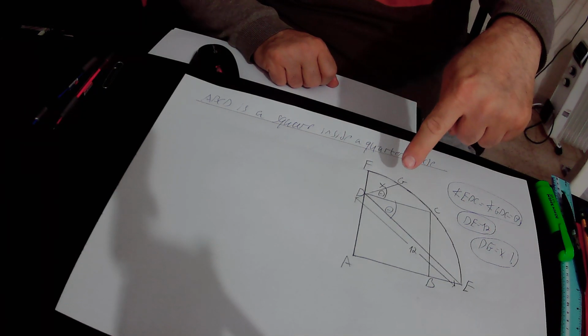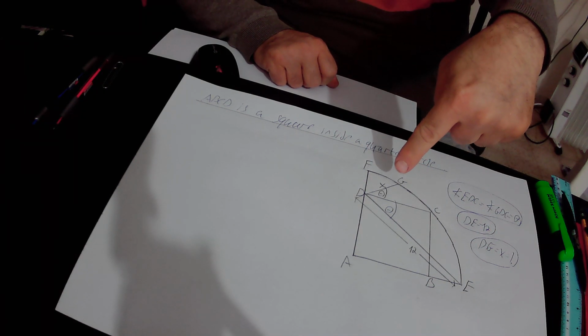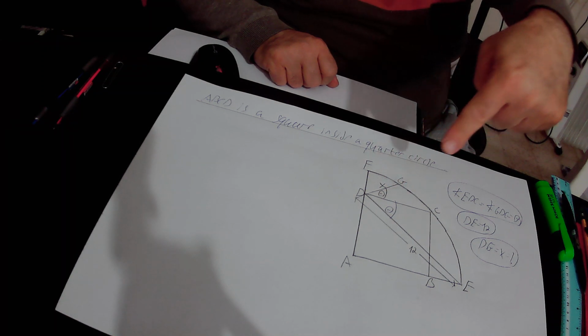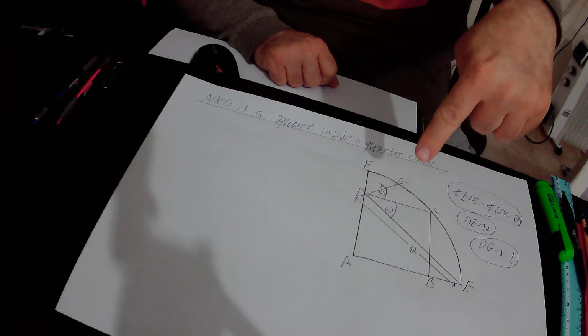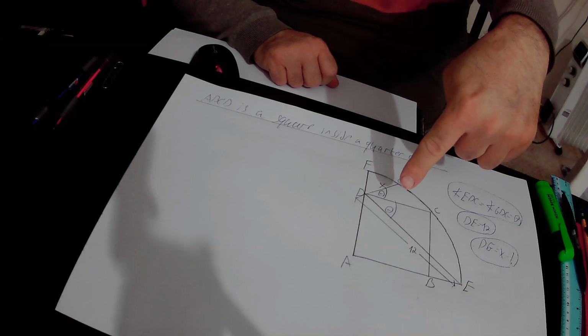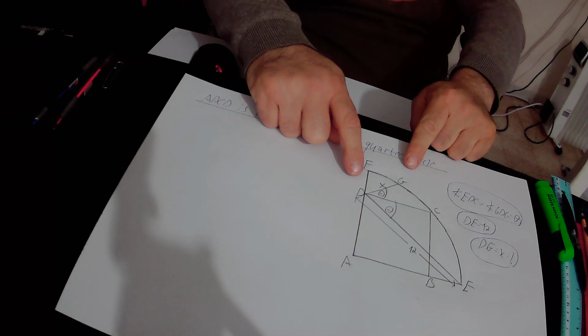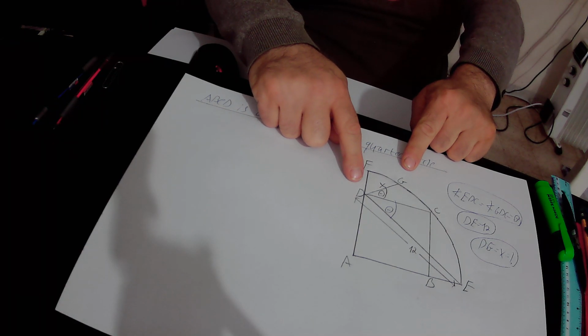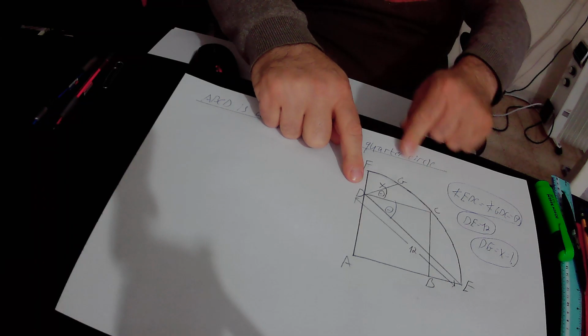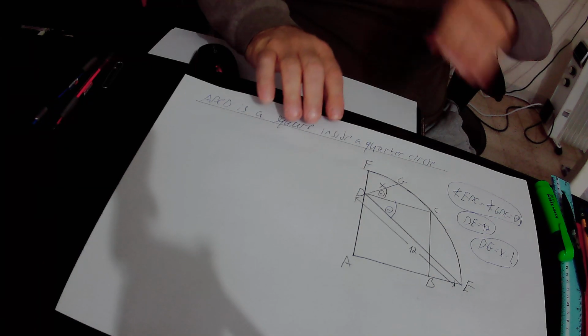This is angle GDC, which is equal to theta. This is angle CDE, it is also equal to theta. And our mission is to find out the length of this line segment GD, which is equal to X.